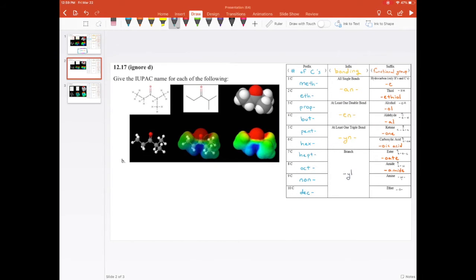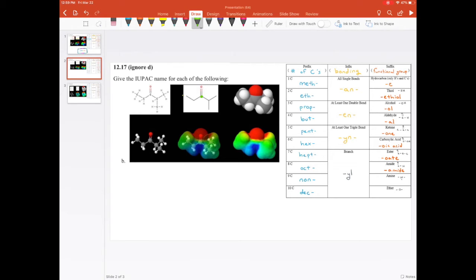All right, let's try to name this one. And we do have a branch here, so we need to find the parent chain. The parent chain is going to be the longest carbon chain we can find without going back or lifting up our pencils, but that includes the functional group. And we know we have a functional group because we have an element other than carbon or hydrogen on here. So we know that this carbon right here has to be in the backbone. Actually, let me number this. So it has to be in the backbone.